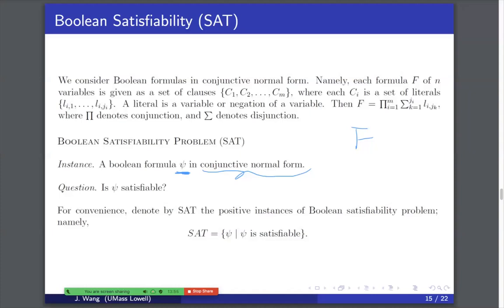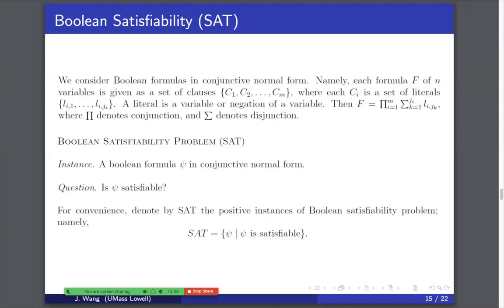So this is a decision problem, and we know that SAT is in NP because you can present a truth assignment, then I can verify whether that truth assignment will evaluate this formula to true. Right, so that is easy to verify. Then we are going to put all the positive instances into a set called SAT. Then we are going to show that SAT is NP complete.